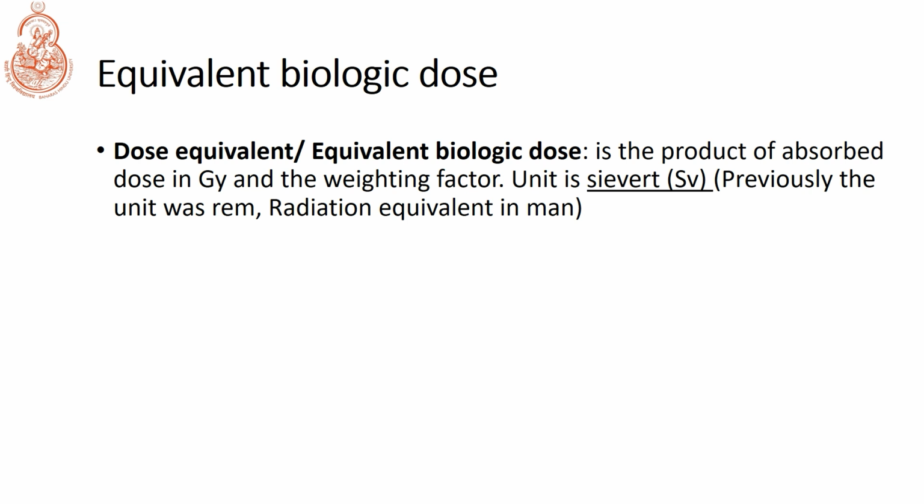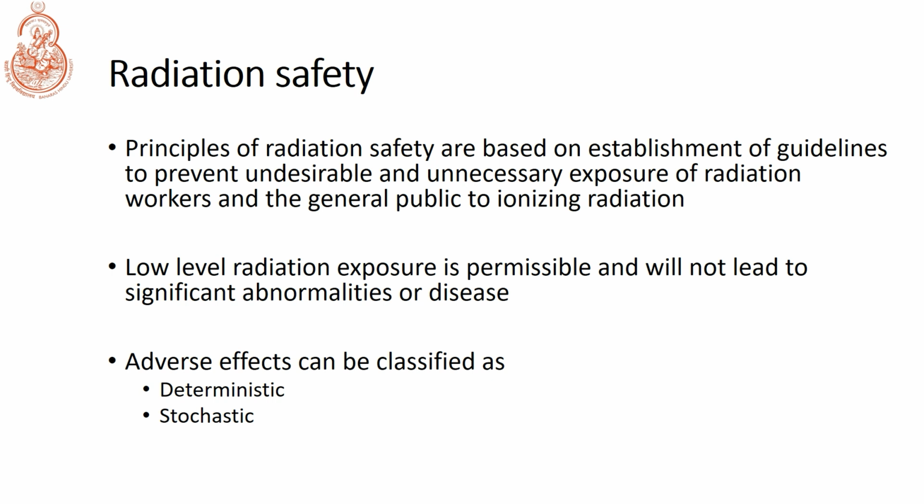The next is the equivalent biologic dose. The dose equivalent, or the equivalent biologic dose, is the product of the absorbed dose in gray and the weighting factor, and the unit is called the sievert. Previously, the unit was rem, which means radiation equivalent in man.